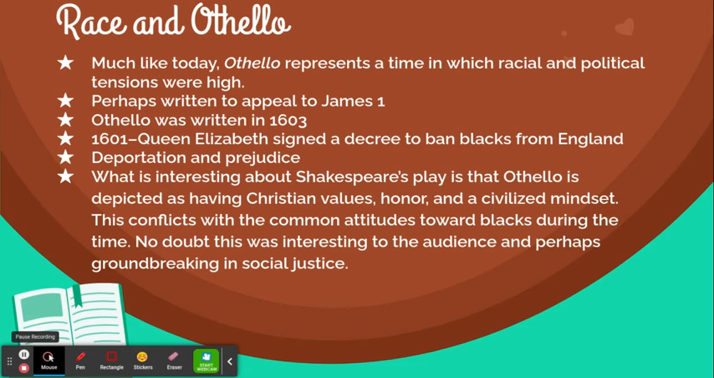What's interesting about Shakespeare's play is that Othello, being a black character, is depicted as having Christian values, honor, and a civilized mindset, which kind of goes against the preconceived notion and racist attitudes towards black citizens at the time. So it's kind of groundbreaking in that way. So this conflicts with the common attitudes towards black during the time, and I can't imagine what the audience was feeling when they watched this, given the tensions that were going on.